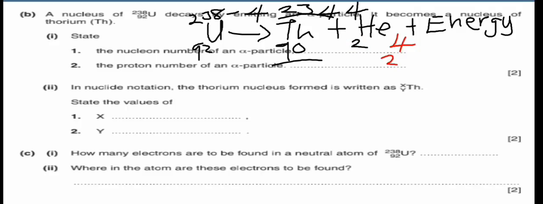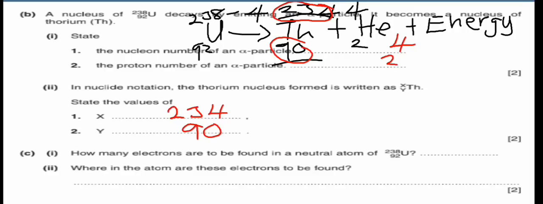Then as for Roman number 2, it is saying, in nuclide notation, the thorium nucleus formed is written as X, which is the mass number, Y, which is the proton number, having the chemical symbol of capital letter T and small letter h. Then the question is saying, state the values of number 1, X, which is the mass number of thorium. So what is the mass number of thorium? 234. Then when it comes to Y, which is the proton number, what is the proton number of thorium? It's just 90. So we can say 90.